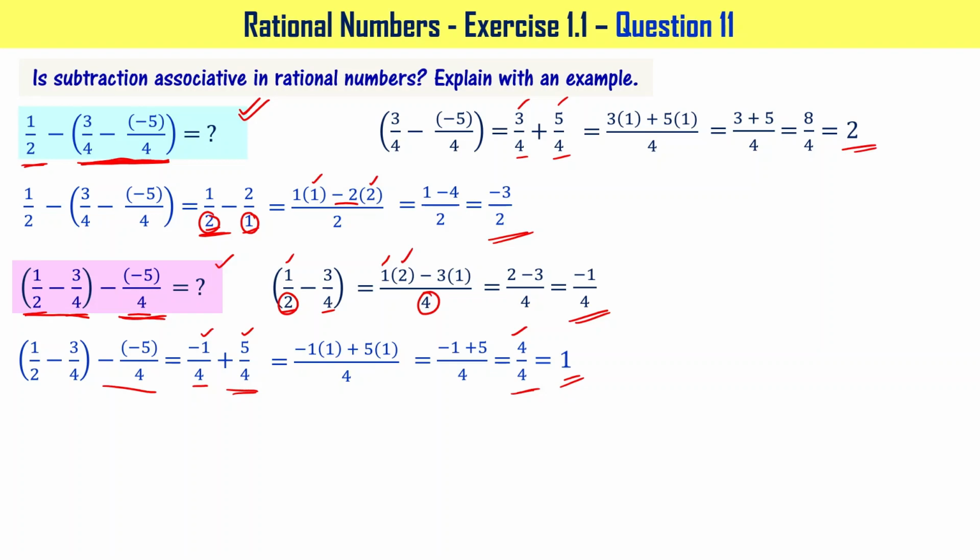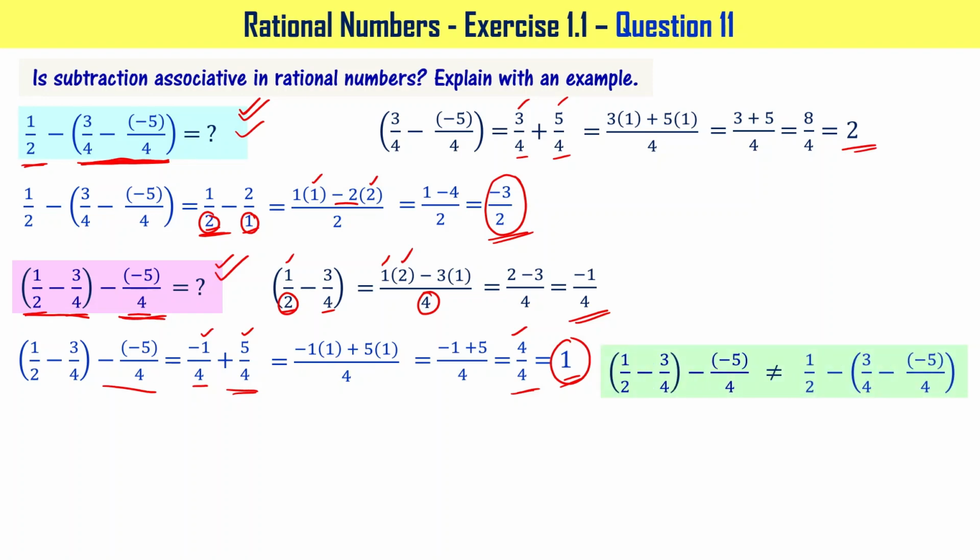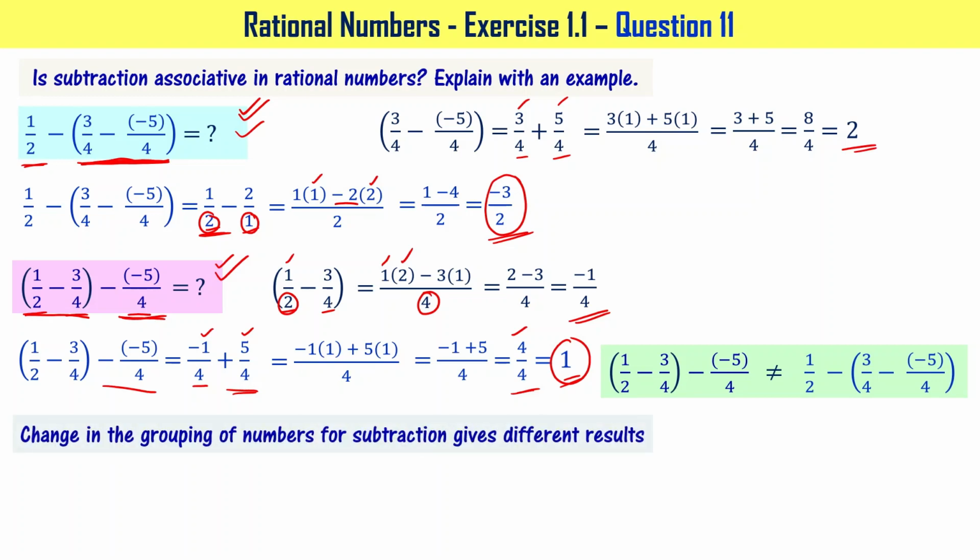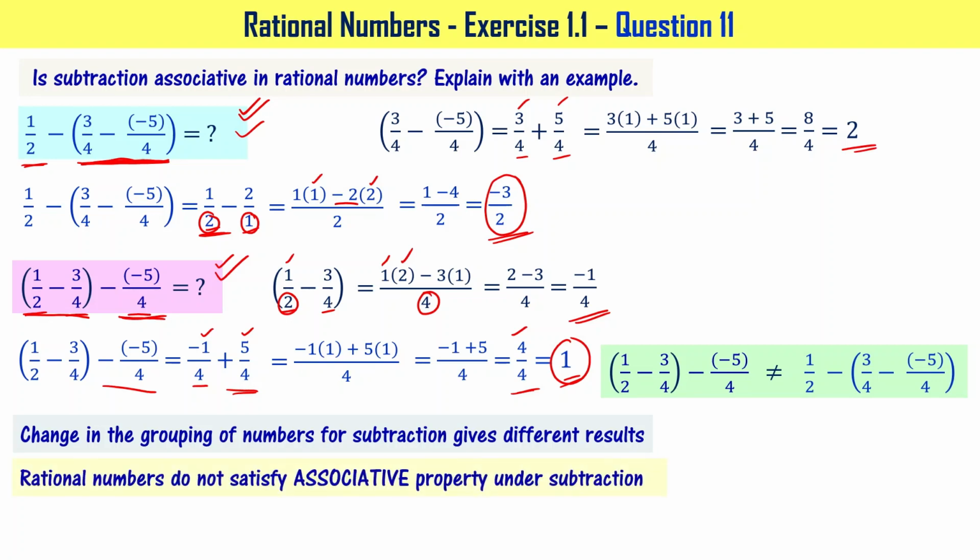So you see here, this particular expression has given value 1 and this particular expression has given value minus 3 by 2, right? It means when you have grouped differently, you are not getting the same value, right? Change in the grouping of numbers for subtraction is giving different results. That's why we say that rational numbers do not satisfy the associative property under subtraction. In other words, we can say that subtraction of rational numbers is not associative. Please note this.